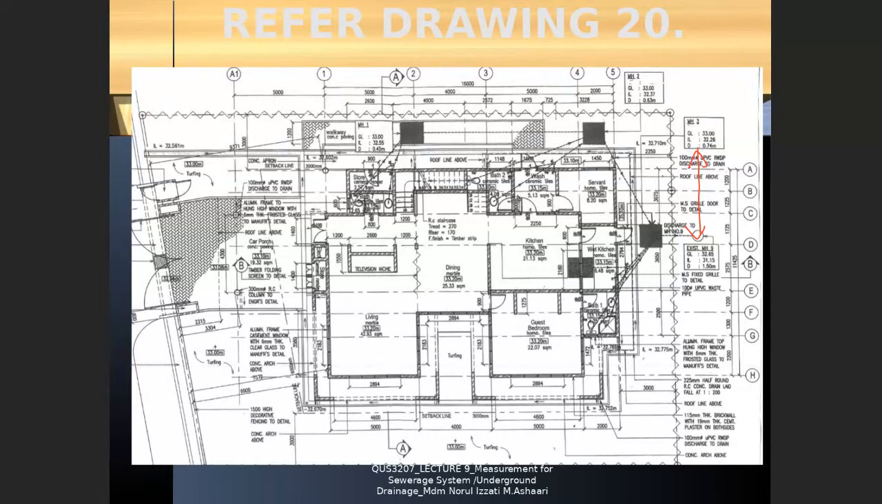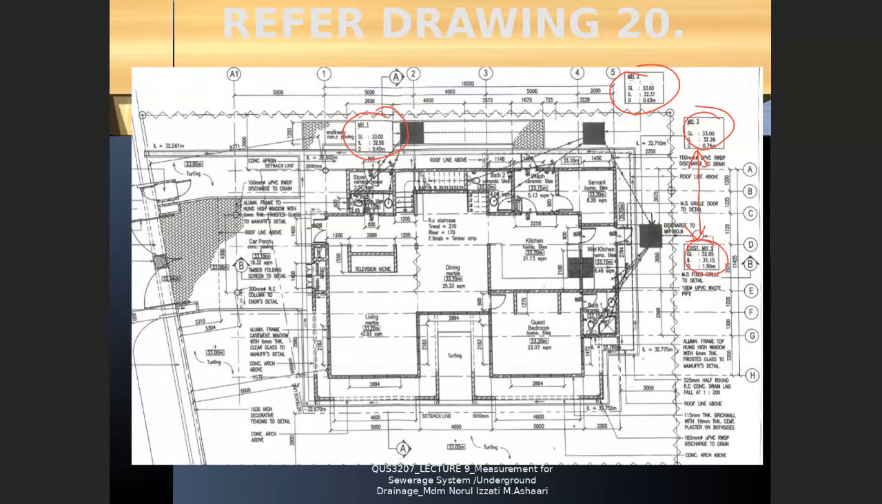Okay, look at the information given. Number 1, before you prepare the schedule, you have to check whether there is information about manholes in the layout plan. Firstly, identify all the manholes. How many manholes do you have here? Manhole number 1, manhole number 2, manhole number 3, and existing manhole number 9.